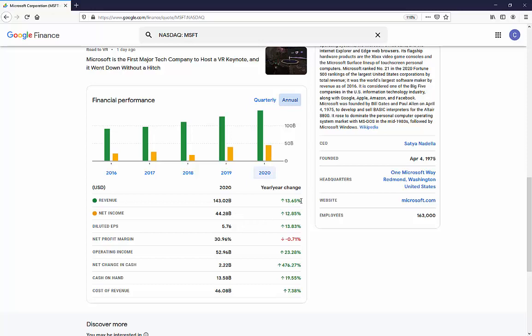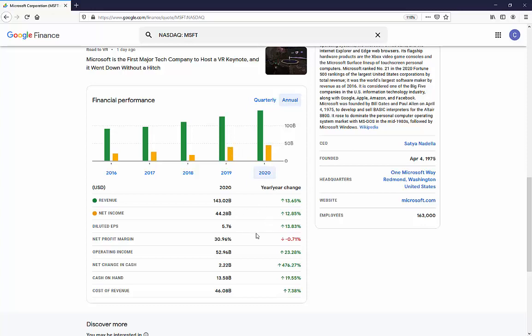And the year over year change, see the growth rates that we were talking about? They give you the growth rate right here. Their revenue grew by 13%. This green bar is 13% above that one. Their income grew by 12.8. This is 12.8% higher than that number.